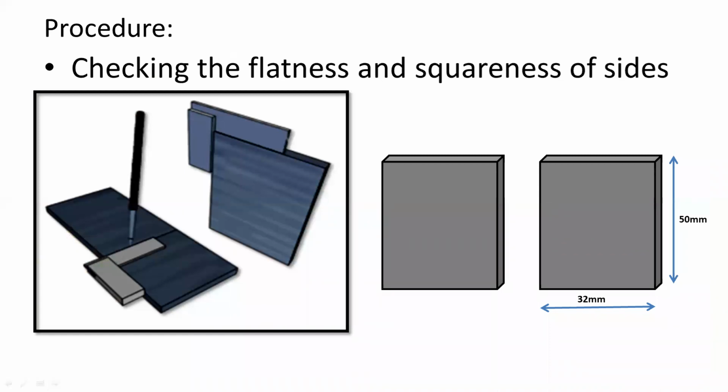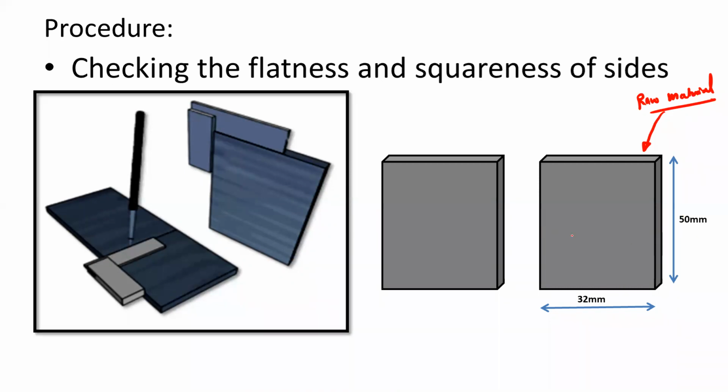Okay, so let us see the procedure. First is checking the flatness and the squareness of the side. Suppose you want the exact dimension for this plate. So this is your raw material. We expect that its size must be 32 by 50.